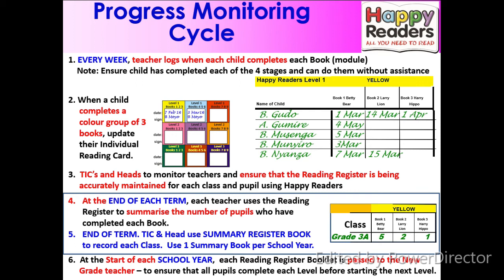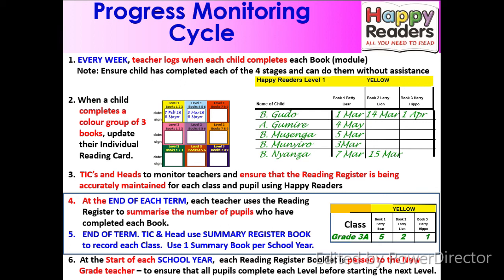Step 2, when a child completes a color group of 3 books, then you update their individual reading card, as we've seen before. And the TICs and the heads should be monitoring the teachers and ensuring that the reading register is being accurately maintained for each class and pupil who is using Happy Readers.